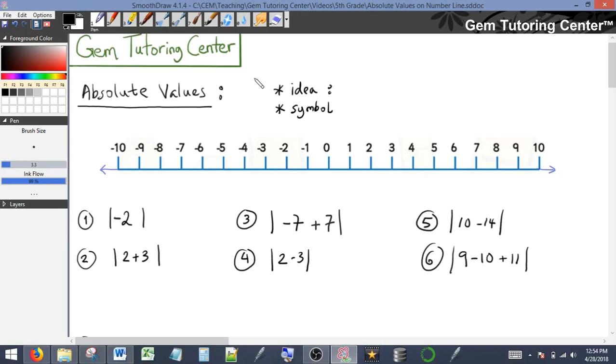In this video we're going to talk about what absolute values are and how to place them on the number line, how to use the number line to solve absolute value problems.